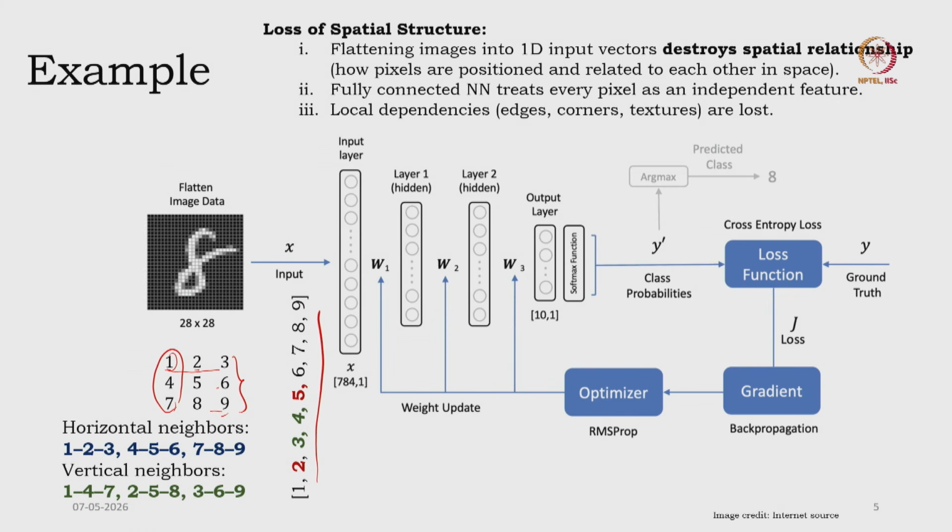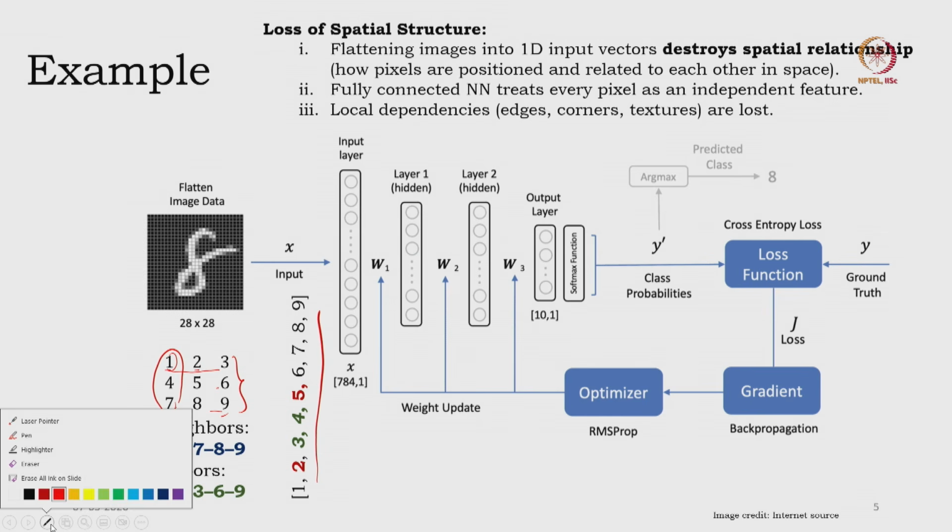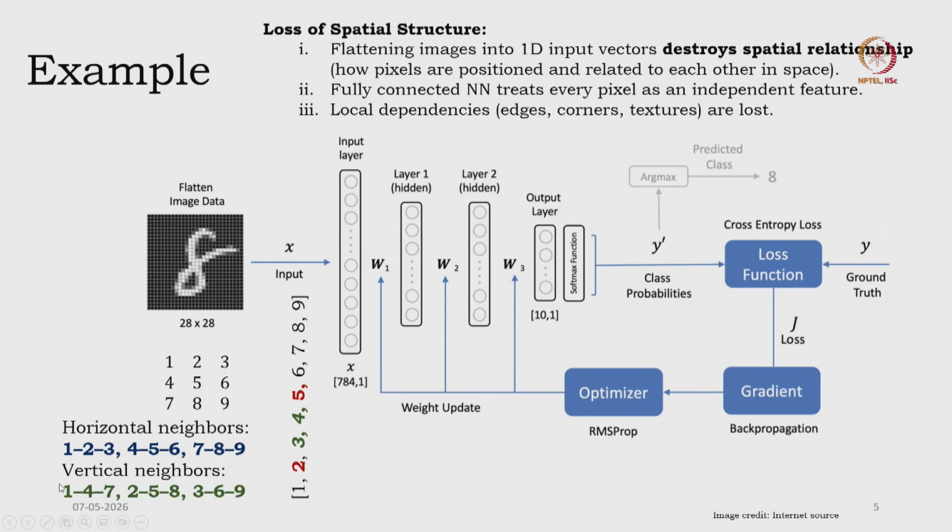But when we convert that into a single vector, look at this. When we convert this into a single vector, 2 and 5 are related to each other. But you see, 2 is here and 5 is here, so definitely the pixel positions are not together. In a similar way, 3 and 4 are together, but 3 is here and 4 is here. So this is exactly what is meant by losing the spatial relationship.